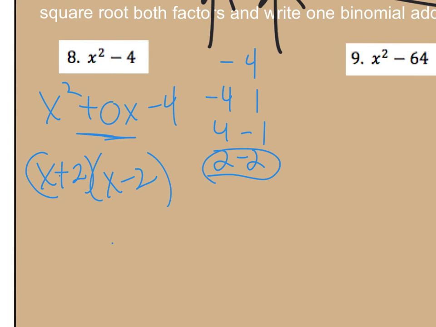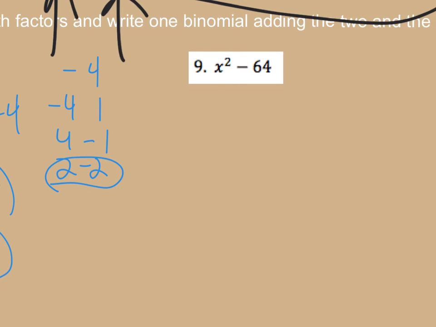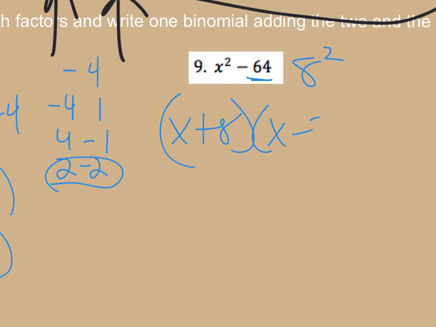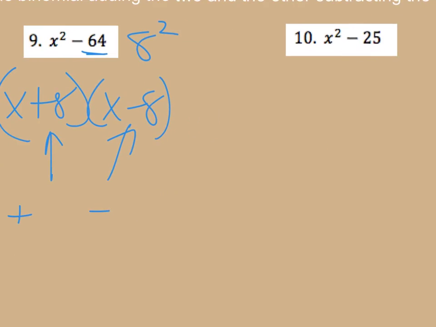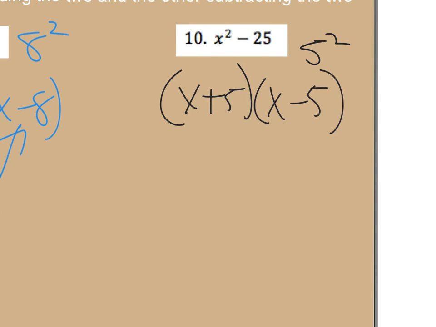But now look, 2 squared is 4, x squared is x squared. So that's what I'm looking at, so that's what I get. And that's kind of what the top of those notes are saying, that if I recognize it as something squared, it makes it way easier. So this would be like 8 squared. So that'll be x plus 8, x minus 8. Notice it's one of each, one positive, one negative. And number 10, x squared minus 25, hopefully you recognize that as 5 squared, so that's going to be x plus 5, x minus 5.